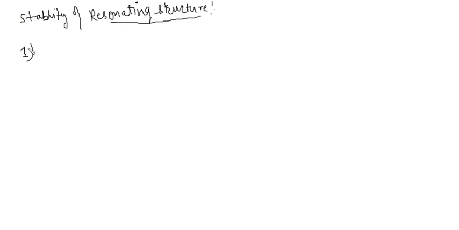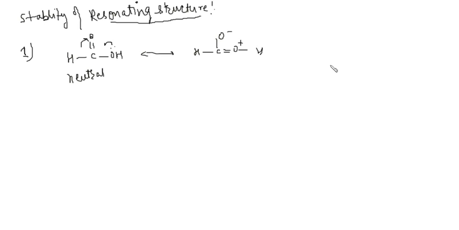First of all, we will see the neutral compound. If we have two types of compound, like the compound HCOOH, it is in resonance with HC(-)=O(+)H. Okay, we see this is a resonance. Now one is a neutral compound, and the other is not neutral. So a neutral compound will be more stable than a non-neutral compound.